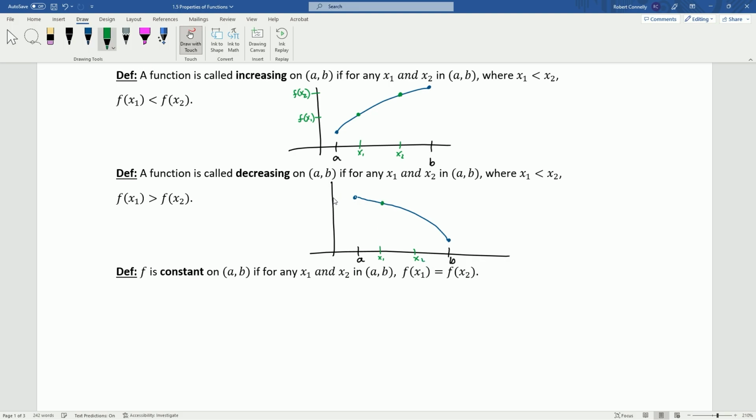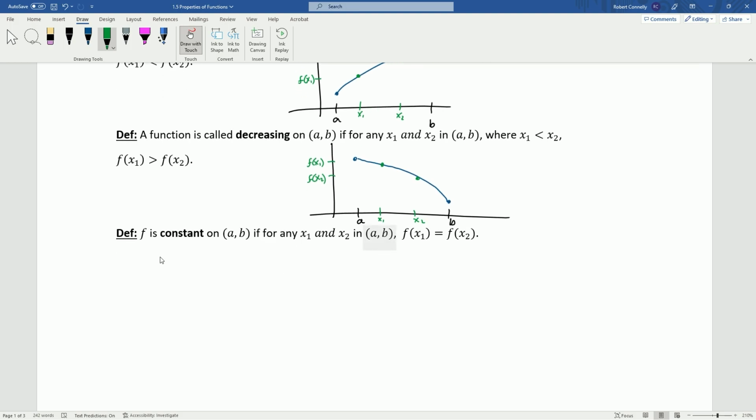So here, f of x1 is up here, and f of x2 is down here. Exactly as we expect, what we're saying here is if the function is decreasing, the first x value gives you a bigger output than the second x value.